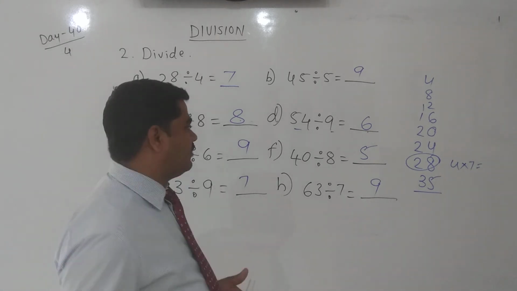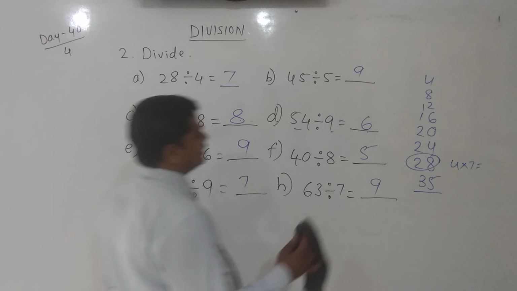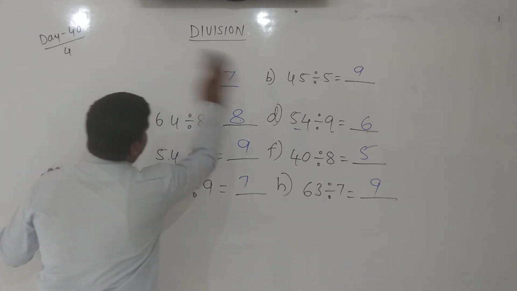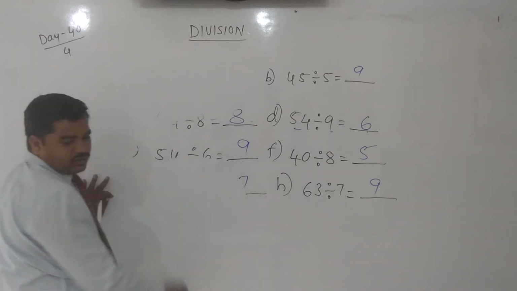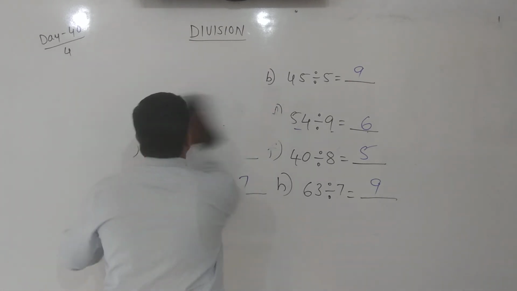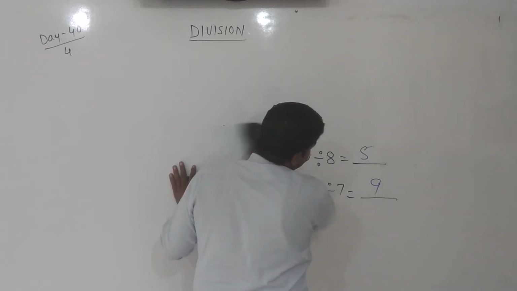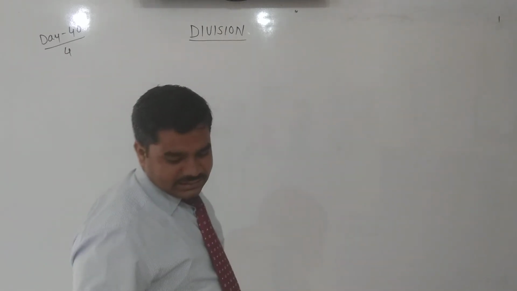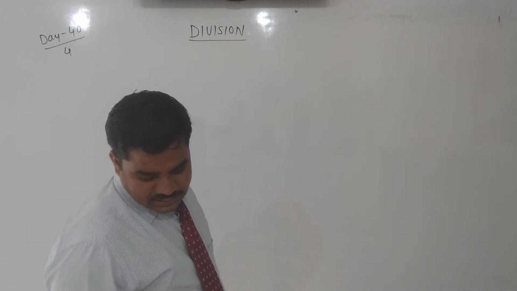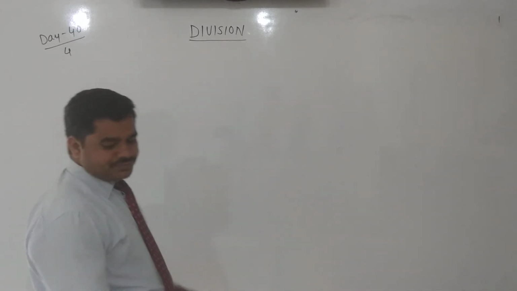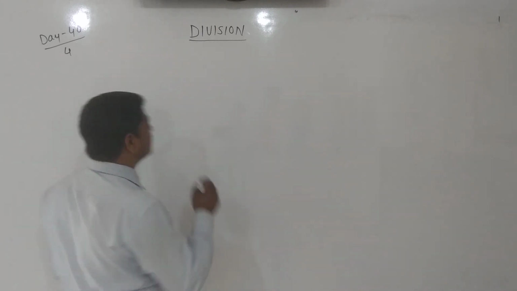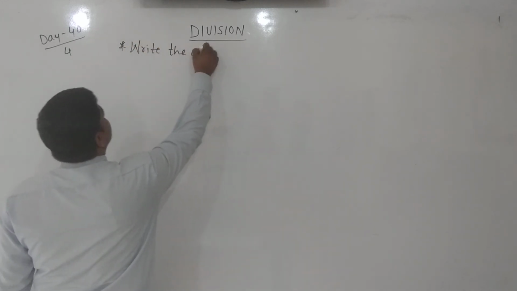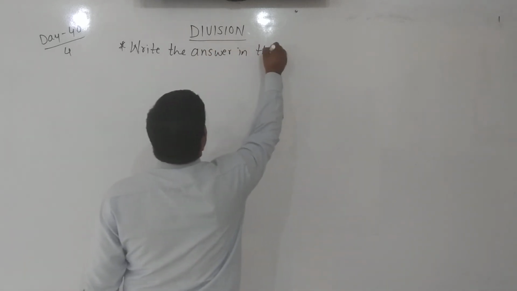Some problems they will give in words. You can write all these neatly in your notebook as well as in your textbook. Copy these all. Next, the third question: write the answer in the blank. The questions are given in word form. You have to think, change into number form, then write.